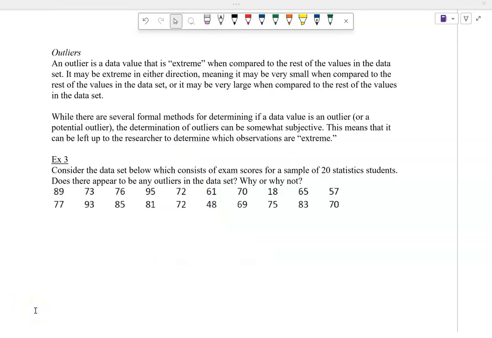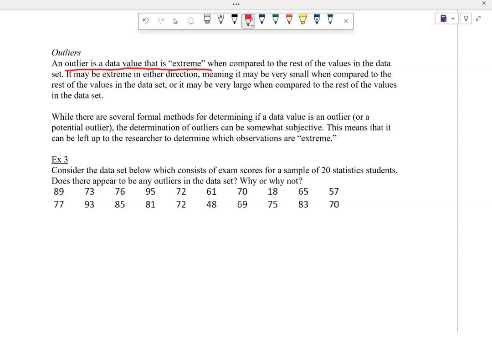All right, let's finish this section with outliers. What is an outlier? That's where you have an extreme value when compared to all the other data. It could be extreme in either direction. It could be way bigger than the other data, or way smaller than the rest of the data. There are ways to do this, but we don't talk about that. We just do it visually in this course as an introductory course.